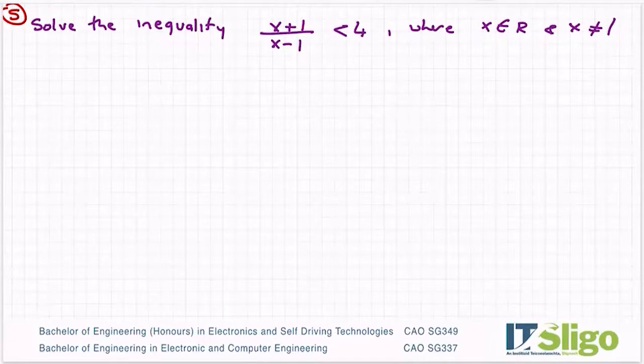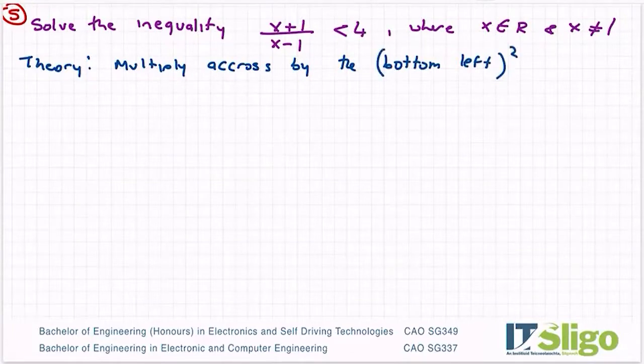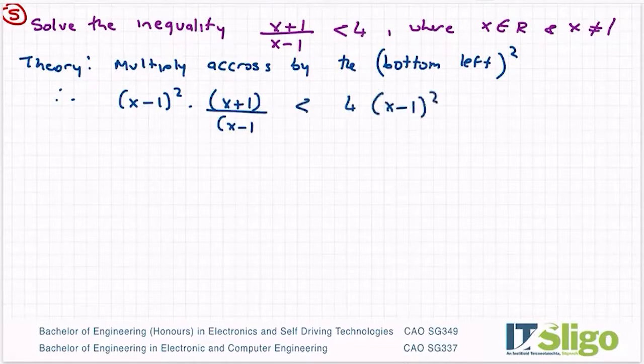Okay, so the theory behind this one, or how you do them: you multiply each side across by the bottom squared. In other words, I'm going to multiply by (x minus 1) squared, so (x plus 1) over (x minus 1) is less than 4 times (x minus 1) squared.